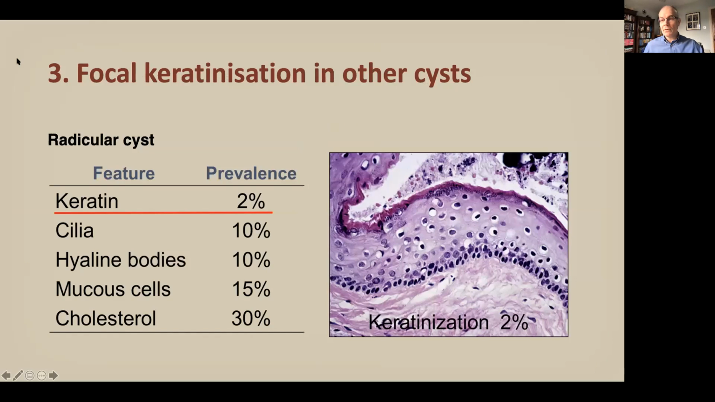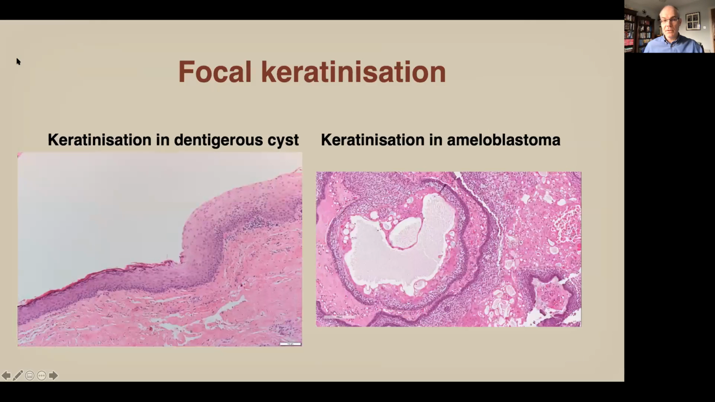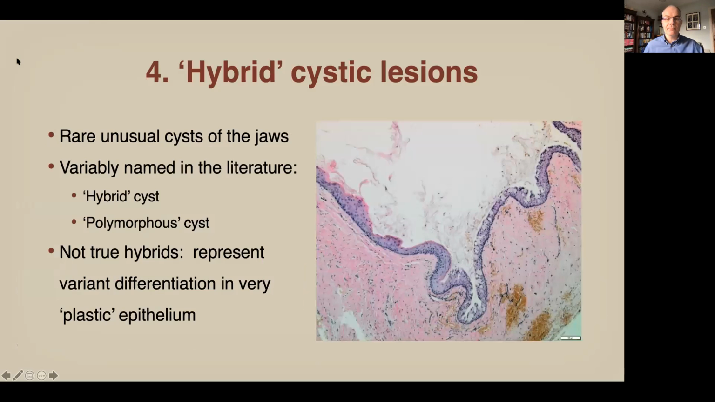And then, of course, other odontogenic cysts can focally have keratinization, and it's important not to overcall that. Keratin is present in 2% of radicular cysts. It also can be present focally in dentigerous cysts and also in ameloblastoma. So it's important to pay attention to the whole lesion and the context in which that keratinization arises.